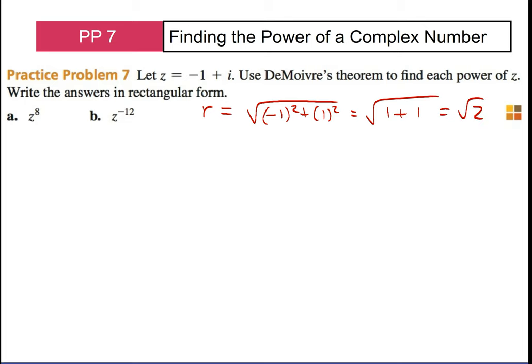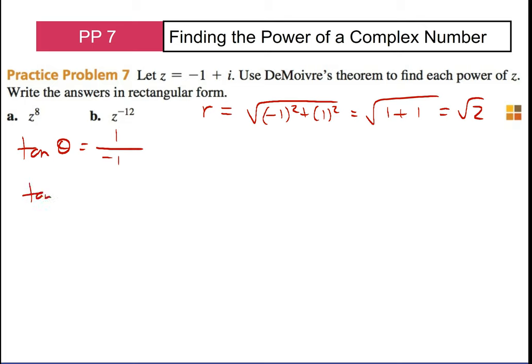Now we're going to use that for both problems anyways. So once we get to this polar form, then we can actually get to the problem itself. We've got to figure out how to put this into complex form first. All right, and tangent theta is the b value over the a value.